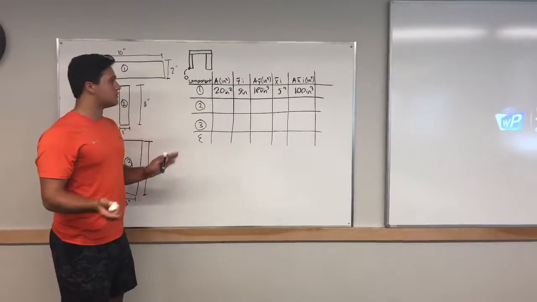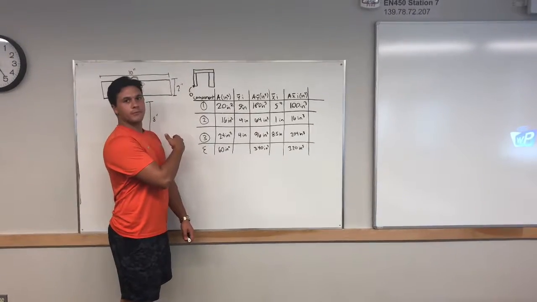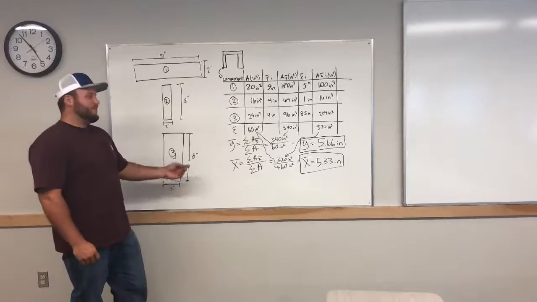All right, Grayson took way too long, so we're gonna speed this up a little bit. There we go. So now we're going to solve for x bar and y bar.